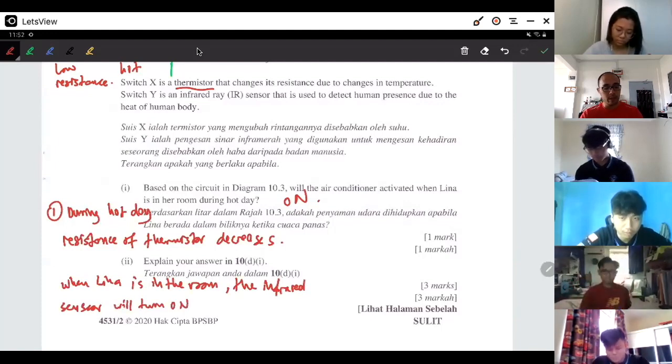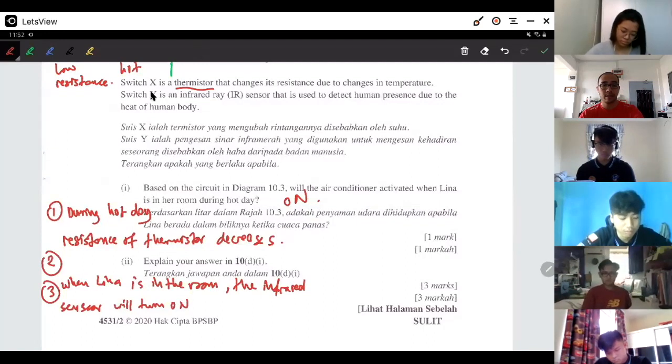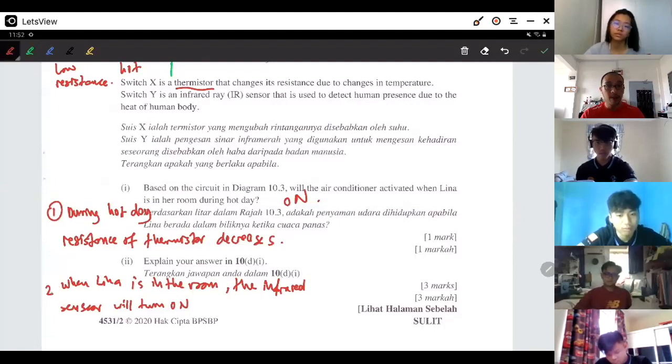But wait, this is actually kind of like the third point already. You are missing one point here. So what if during a hot day, the resistance of the thermistor decreases? Oh, this is a 3-mark question, sorry. So this is only the second mark. This is not complete yet. During a hot day, the resistance of the thermistor decreases. So current flows, so voltage is high.